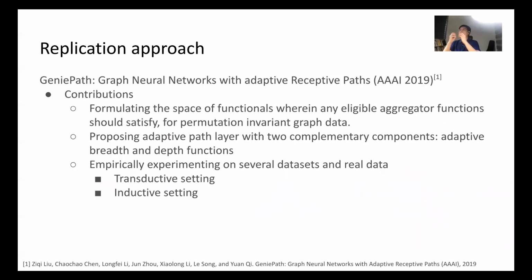This paper is our application target paper. These are the contributions of this paper. They define a function space for permutation invariant graph data, so they can assume the learning task is independent of the order of neighbors, and they propose an adaptive receptive path layer with two complementary components.